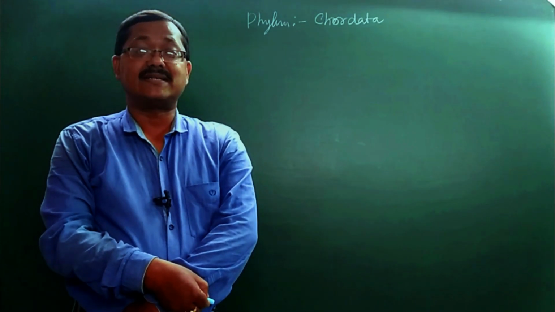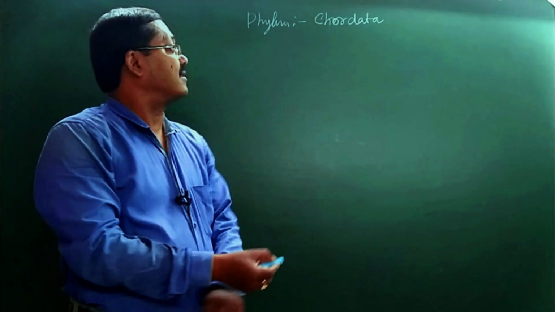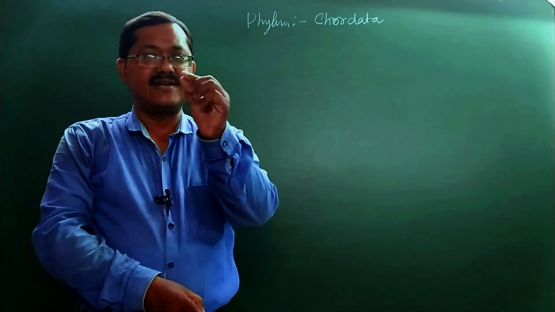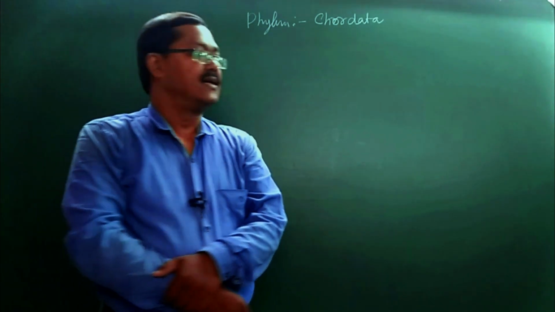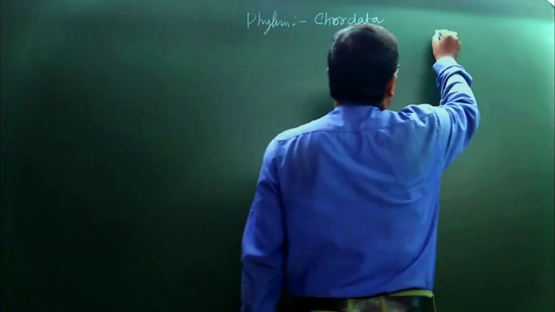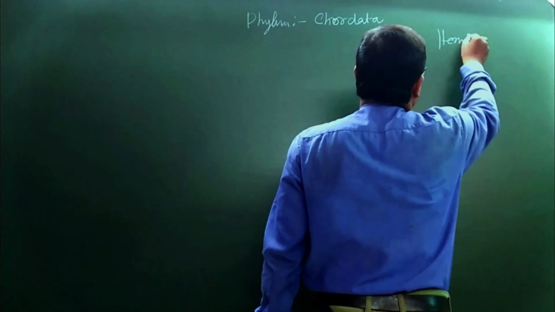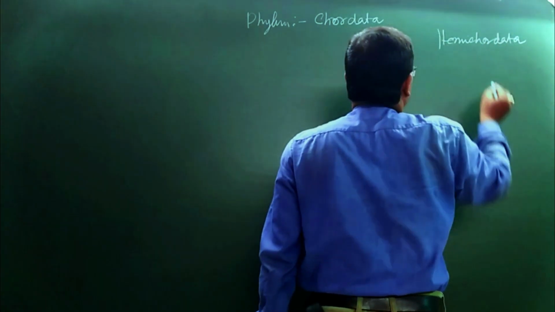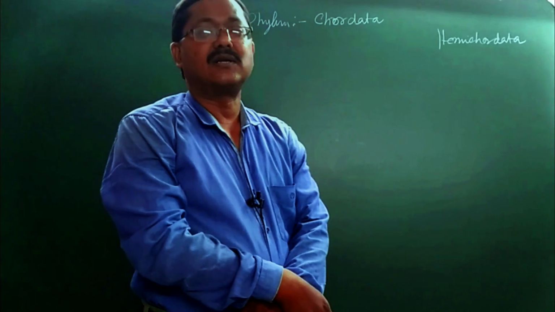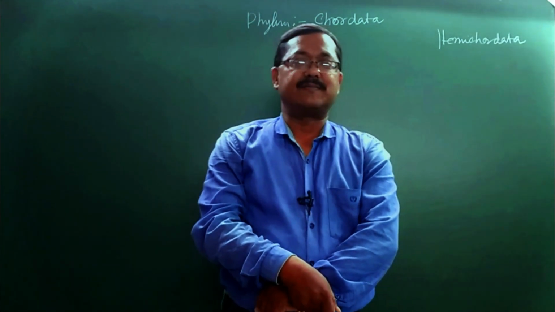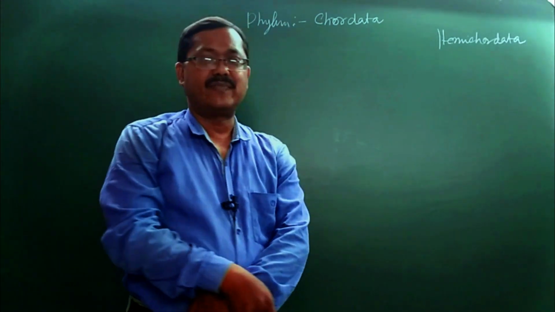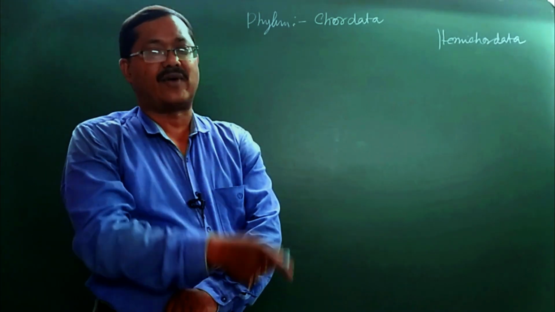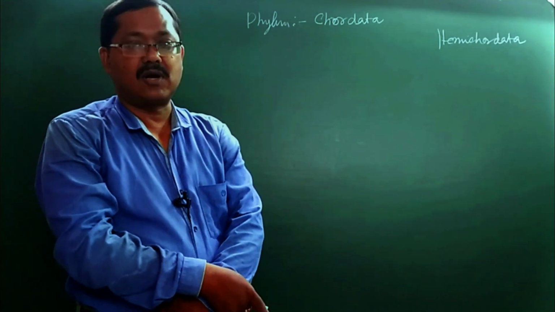Their body structure is more or less simpler than Chordata. In between these, an intermediate phylum is also present. This is called Hemichordata. It is also called tongue worm. It was previously included under Chordata, but recently it was separated and considered a separate phylum. This is the phylum Hemichordata.